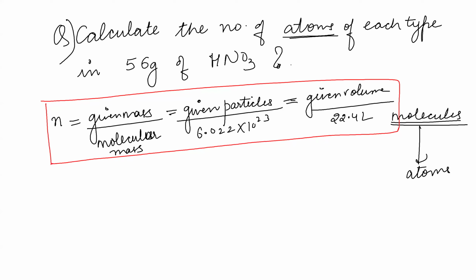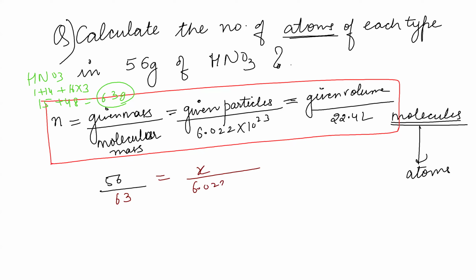Done? What have you done? Given mass is 56. What is the molecular mass of HNO3? So that's 63 grams. So given mass over molecular mass, that's 63. Given particles is what? X. Got it? So from here, you are actually calculating the number of molecules.